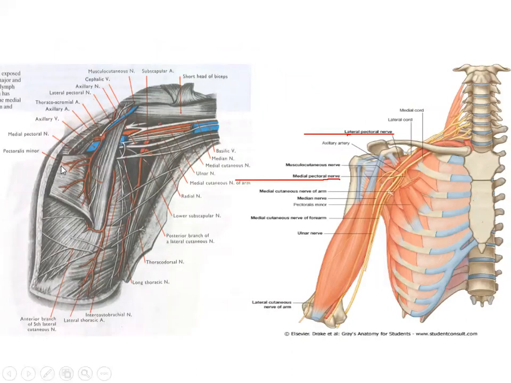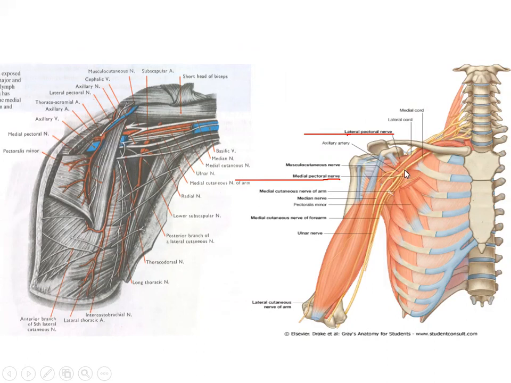This is the pectoralis major muscle cut, and you can see deep inside is the pectoralis minor muscle, and here you can see the nerve coming. This is the medial pectoral nerve, and here you can see the lateral pectoral nerve. Usually it is supplying only the pectoralis major muscle, but sometimes even gives some branches to the pectoralis minor muscle.